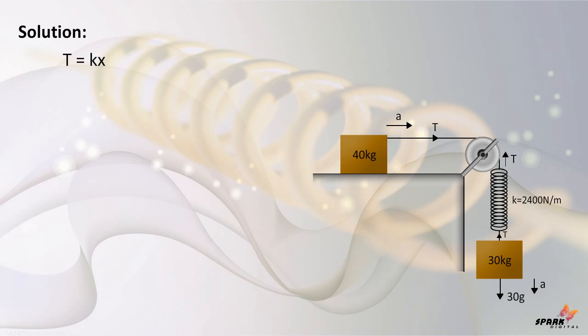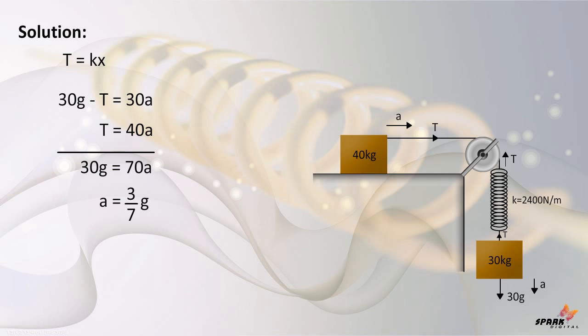For 30 kg block, we can write as 30g minus T is equal to 30a, and for 40 kg block, equation is T is equal to 40a. After equating these equations, we get 30g is equal to 70a. Therefore, a is equal to 3 by 7 g. Hence, tension is 120 by 7 g. So, we get tension equal to 1200 by 7 Newton.